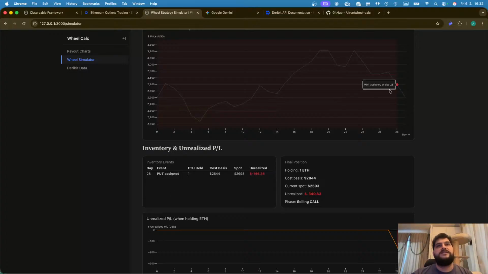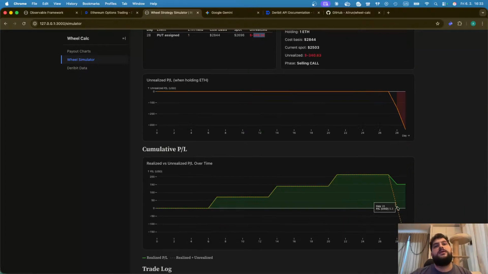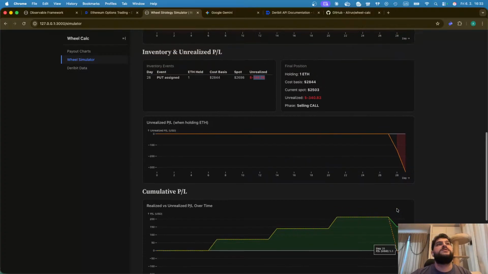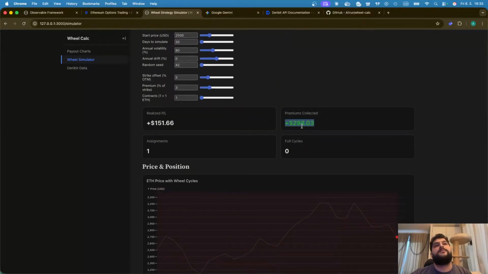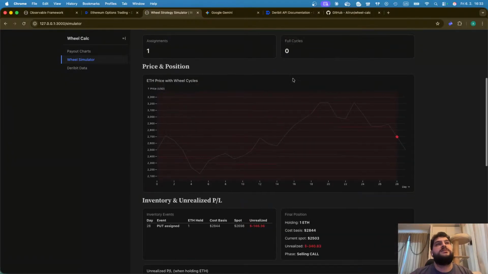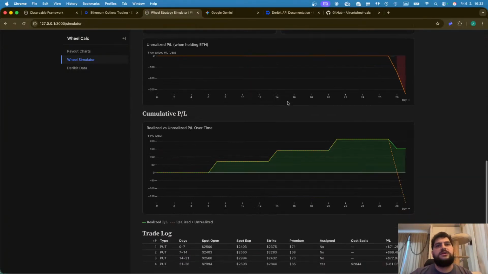So on day 28, the put was assigned. We purchased the Ethereum and we were immediately in the loss. But as you can see, we were still positive on our total P&L because we collected more premiums before than we lost on the, so we collected like 3,000. Oh, wait, 1 second.